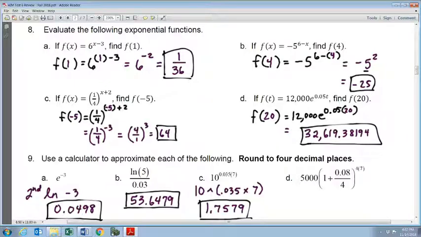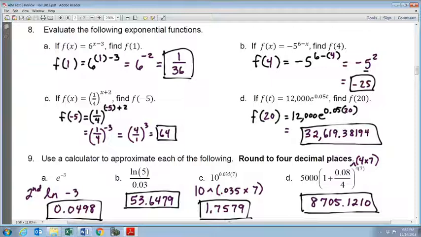And then letter D, the main thing to watch out for on this one, like the 5,000, you can just put next to parentheses. You'll do 1 plus 0.08 divided by 4, end of parenthesis. But when you take the exponent here, you want to make sure that you put the 4 times 7 in parentheses, or you could just use 28 and not have to worry about the parentheses. In either case, you should get 8,705.1210.